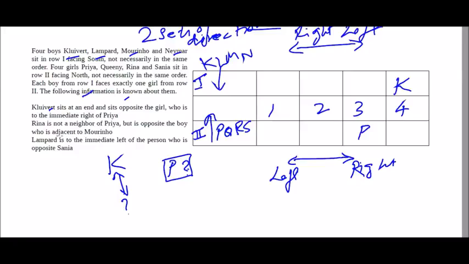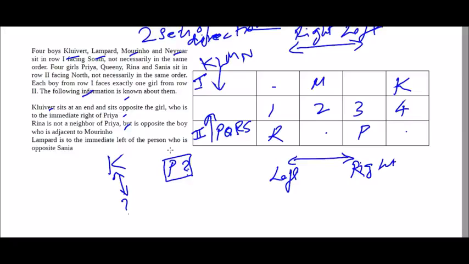Reena is not a neighbor of Priya. So Reena cannot sit here. So Reena will sit here. But is opposite the boy who is adjacent to Mourinho. Opposite Reena is a person who is next to Mourinho. So the only place next to this person is position 2. So this will be Mourinho.